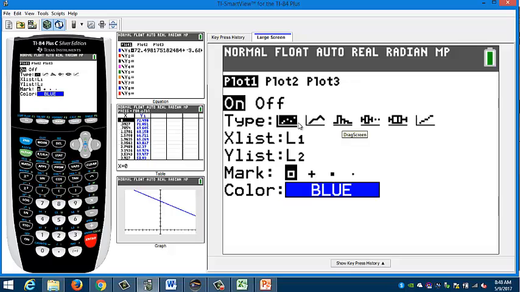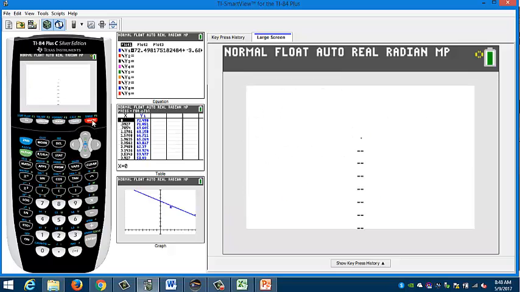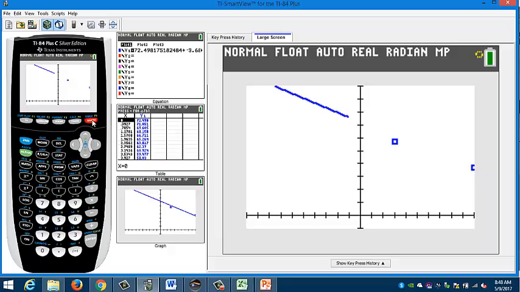This dot plot. It says, are the x's in list 1 and the y's in list 2? Yes, that's what I have. It asks me, what kind of marks do you want? This is all good, okay? So when you're all good, well, you could press graph, but graph won't show all of the data, again because my window's not right. Although I can see a little bit of the data. I can see it going through, right?